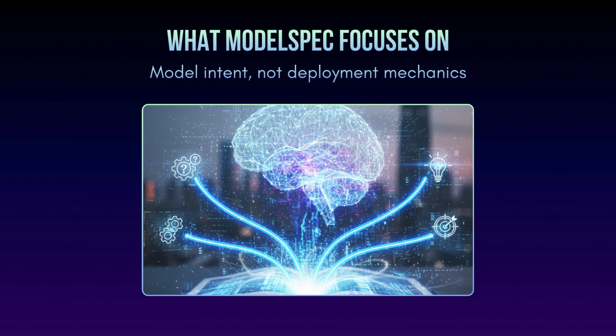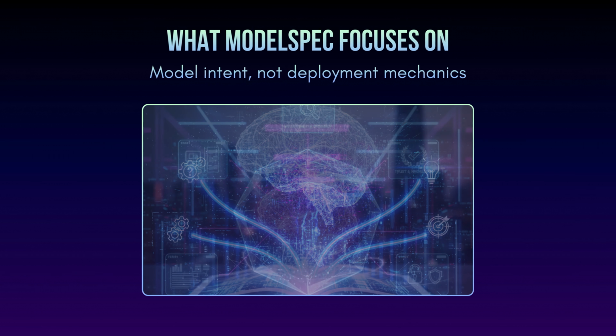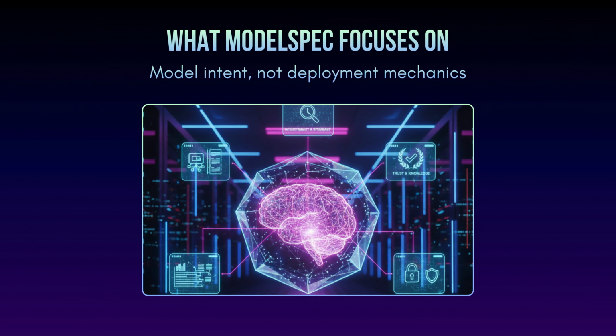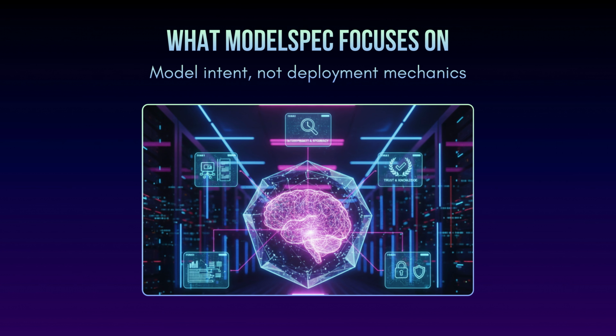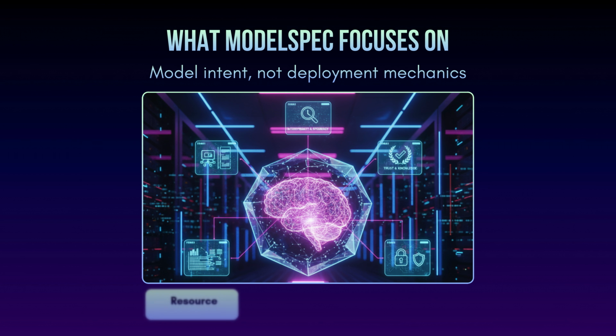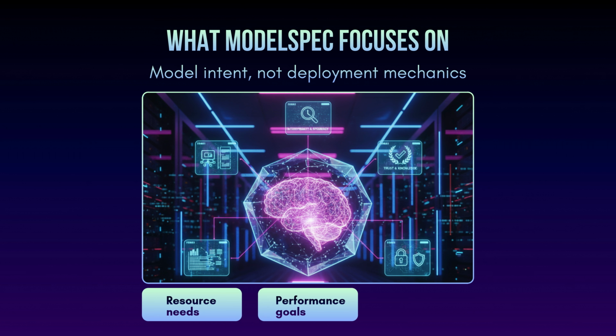Model spec focuses on intent, not mechanics. Instead of describing step-by-step deployment instructions, it captures the essential requirements and expectations of a model. This includes things like resource needs, performance goals, and operational constraints, independent of any specific platform or runtime.